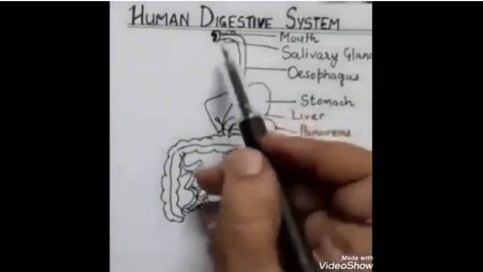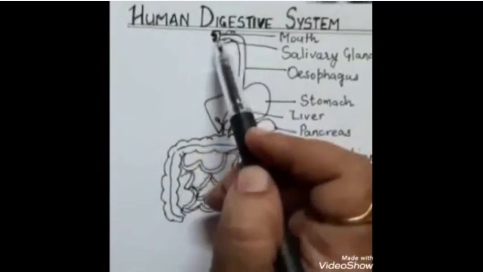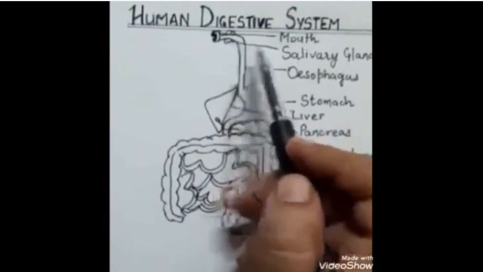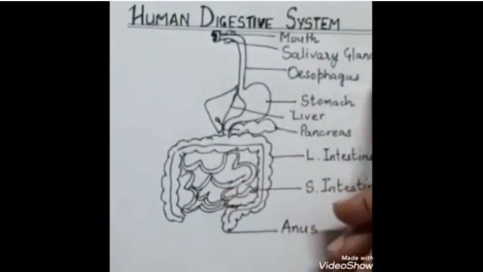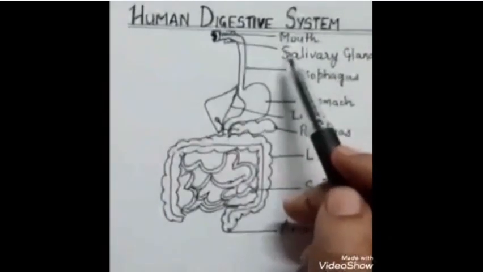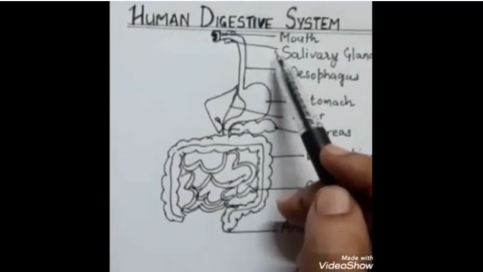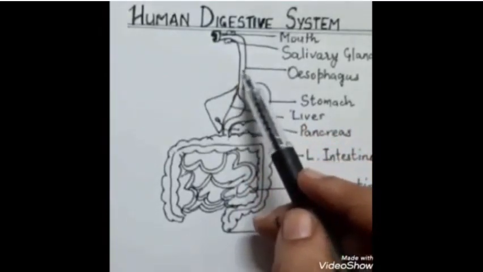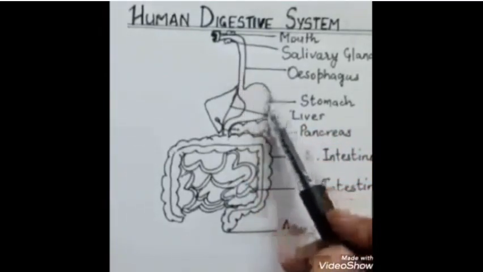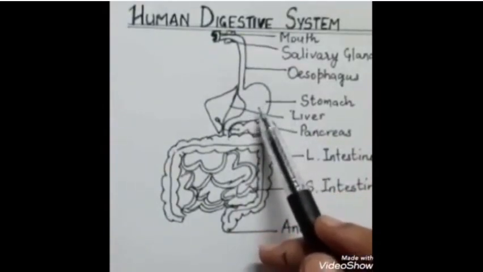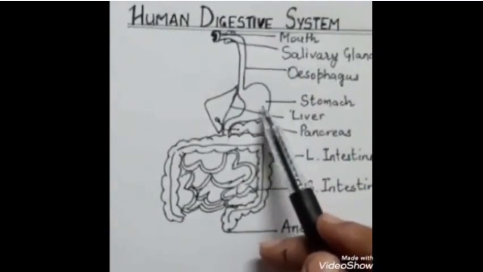Children, the food we eat enters the mouth. In the mouth, the food gets mixed with saliva, which is secreted by salivary glands. Saliva is a liquid present in the mouth. It mixes with the food and makes the food soft and easy to swallow. Then the food passes through the esophagus into the stomach. In the stomach, digestive juices are poured and the food is turned into a smooth paste.